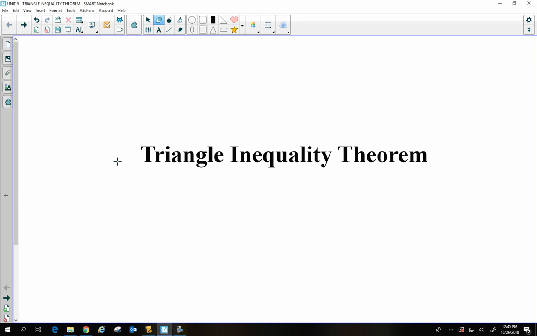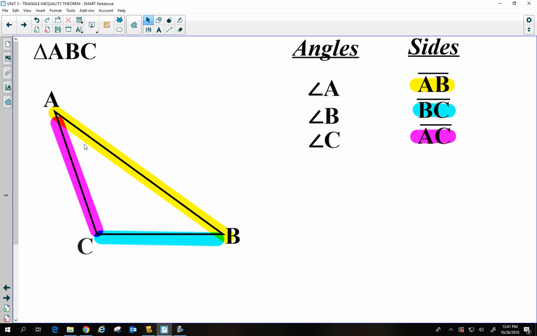Hey y'all, today we are going to switch things up a bit and start talking about triangles, and specifically this theorem called the triangle inequality theorem. And so first, a quick discussion about the anatomy of a triangle.